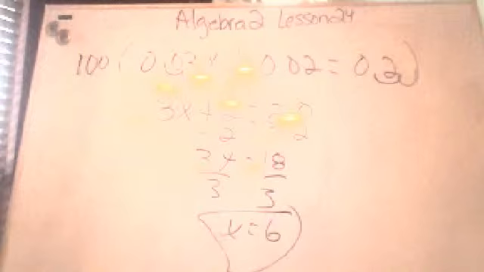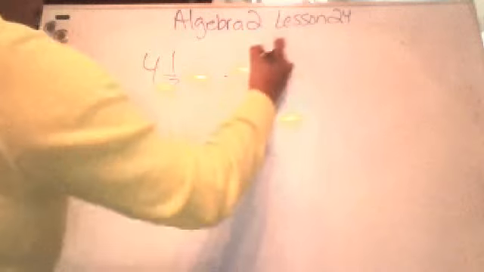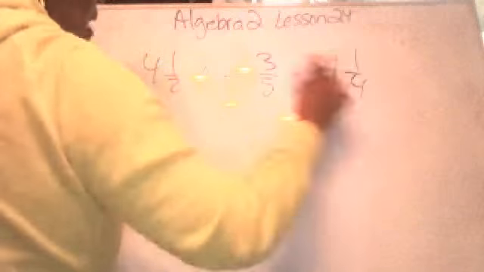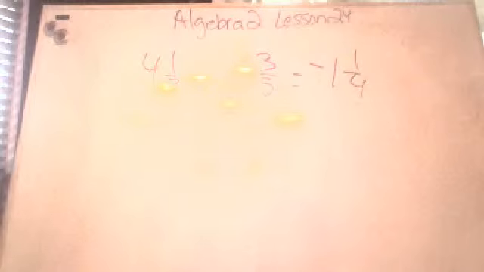Pretty simple, huh? Okay, now let's look at fractions. We can do the same thing. What do we do when we get fractions? Let's look at this equation: 4 1/2 x minus 3/5 equals negative 1 1/4. You cannot drop any of your negatives, so please be careful.